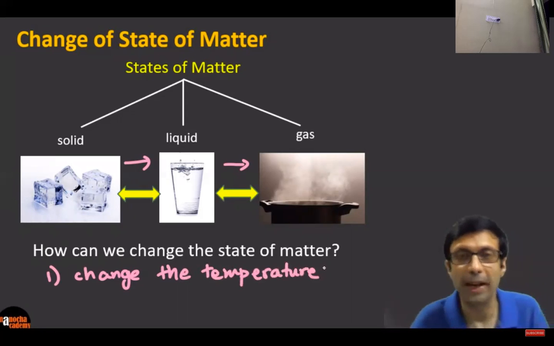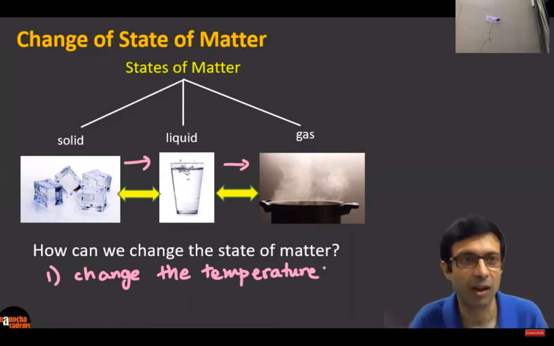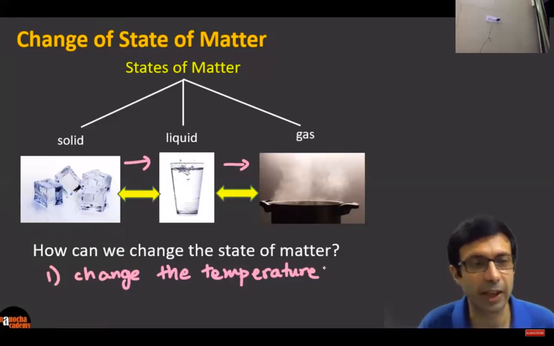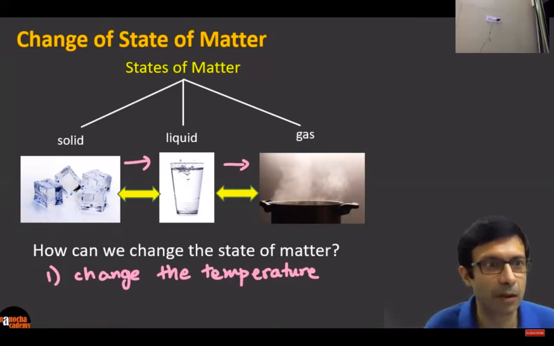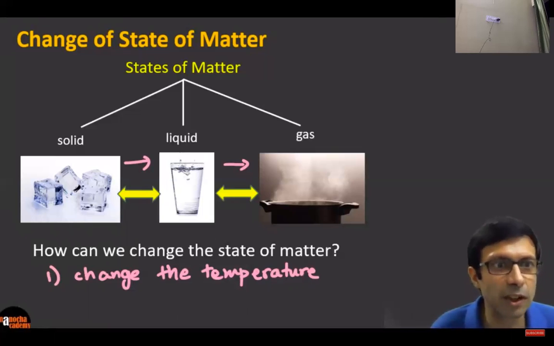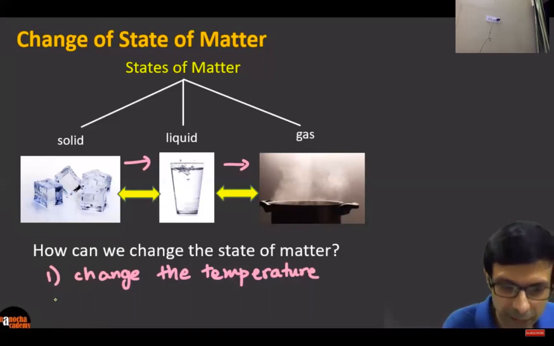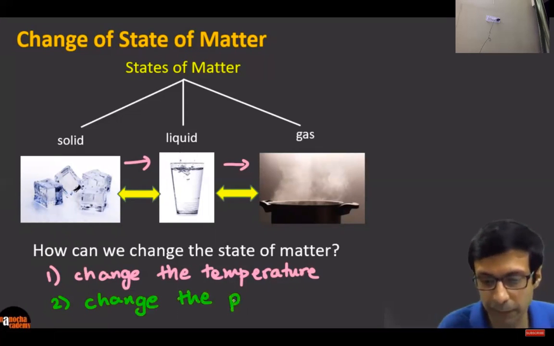All of you know, by heating or by cooling, we can change the state of matter. So we can say by changing the temperature. Very good. Guys, is there any other way? Is there a second way to change the state of matter? One way is just changing the temperature. Very good. I see Darkshit has written by change of pressure. Excellent. So the other way is to change the pressure.